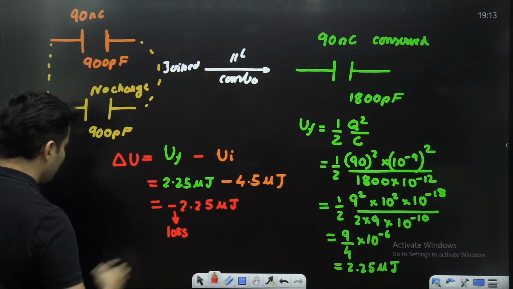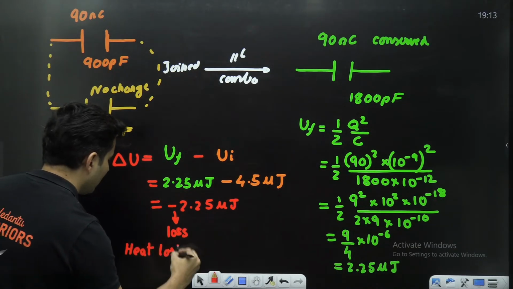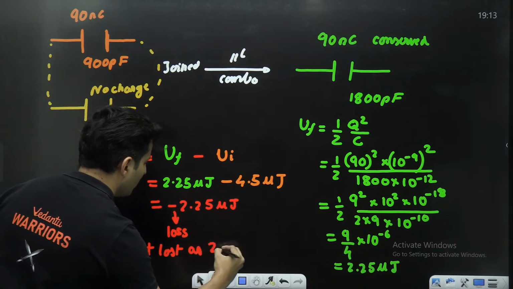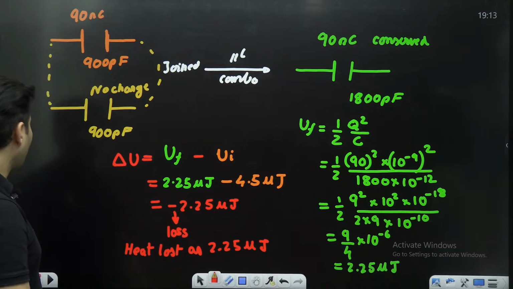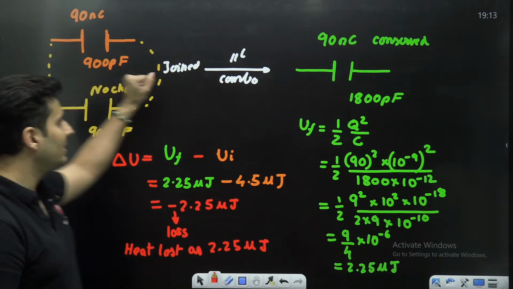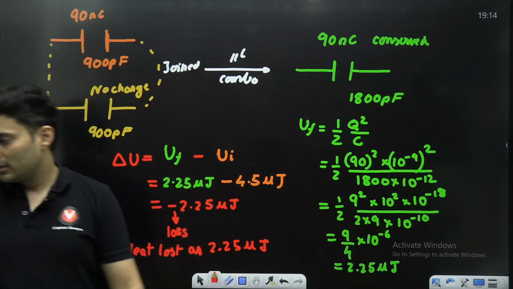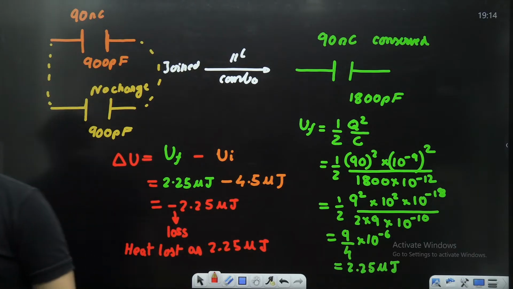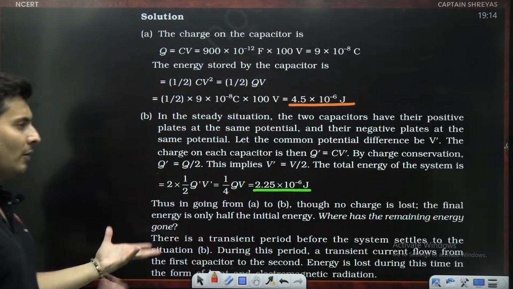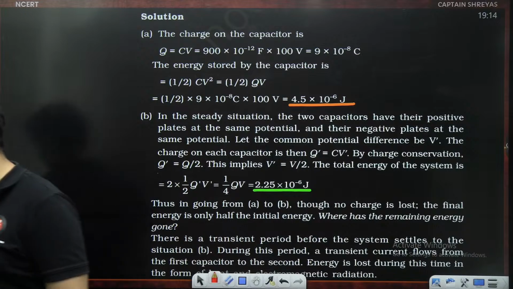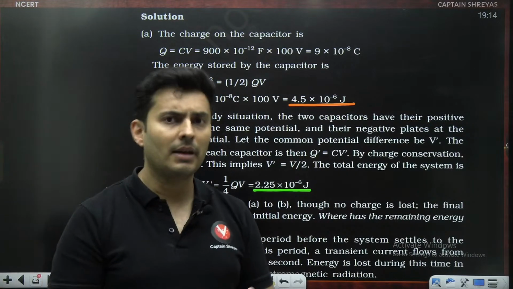This loss means that some heat is lost, 2.25 microjoules in this process. In this process of connecting these capacitors, some amount of energy is lost. Yes, the negative signifies loss. Heat loss is there. These kinds of questions are also asked in your NEET examination. Is that absolutely clear? Everyone with me?